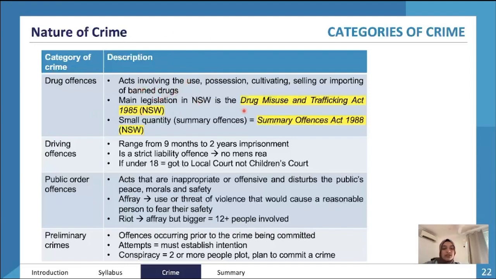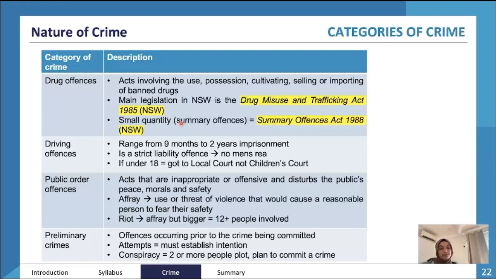So the main legislation is the Drug Misuse and Trafficking Act. Small quantities can be passed into summary offences, which are small or minor offences. The way that I remember the difference between summary and indictable offences was to think, when you write a summary, you're shortening something, you're making it smaller. So it's a smaller offence. Indictable is the larger offence, which is just the other one. So where do we access that? Summary Offences Act 1988, New South Wales. So it basically ranges from 9 months to 2 years imprisonment.